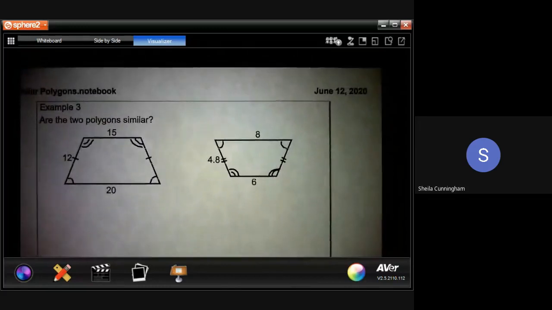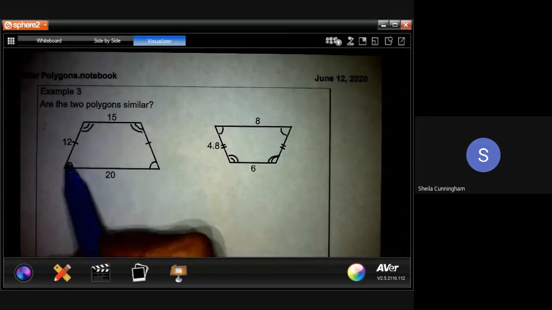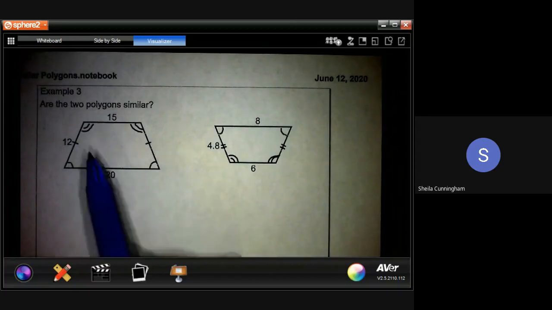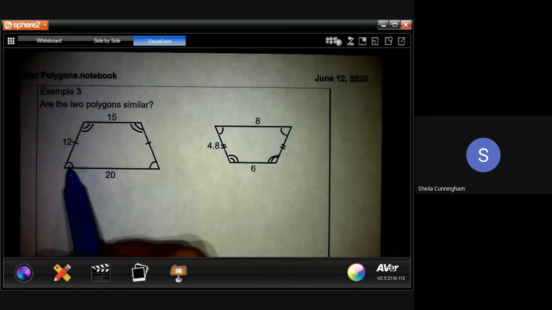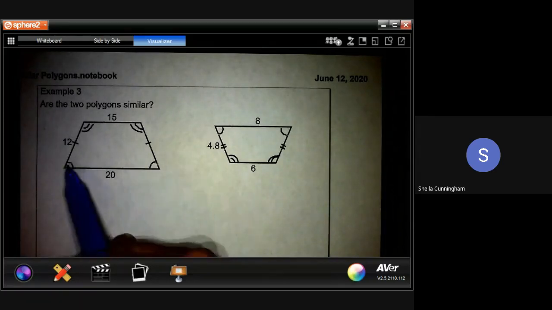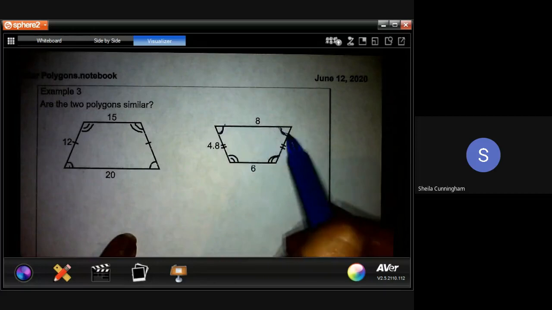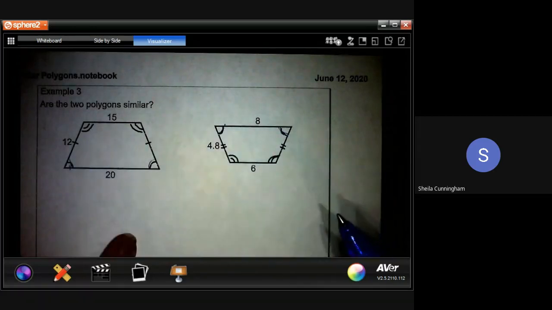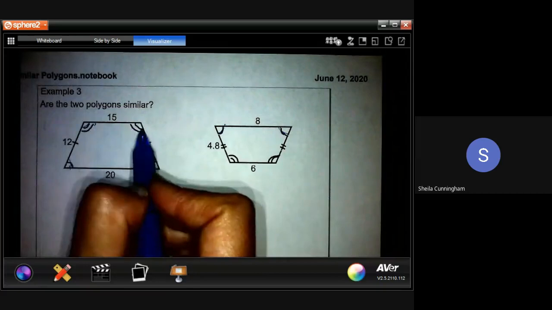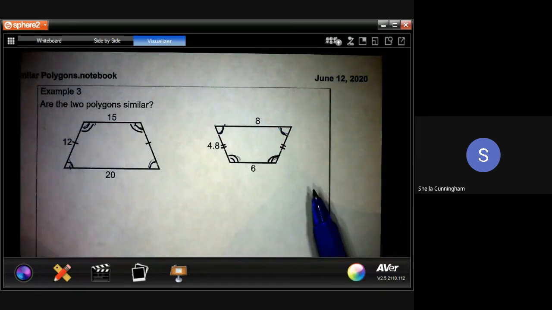Okay, last example. We want to know if these two polygons are similar. This looks a little different because we've got all of these little lines in here. This single line says that this angle measure and this angle measure are equal, and they're also equal to these ones over here. All of these double ones mean that they are equal or congruent angles. They are the same angle measure.